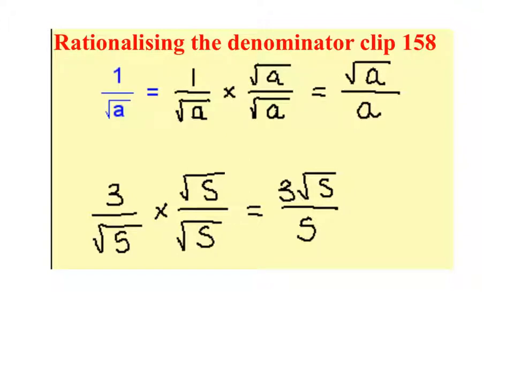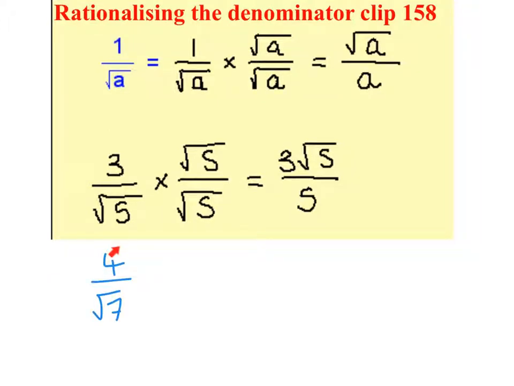So let's say we had 3 over root 5 and we wanted to rationalise the denominator. We would multiply the numerator and the denominator by root 5. So 3 times root 5 is 3 root 5. We just stick them together. And root 5 times root 5 is 5.